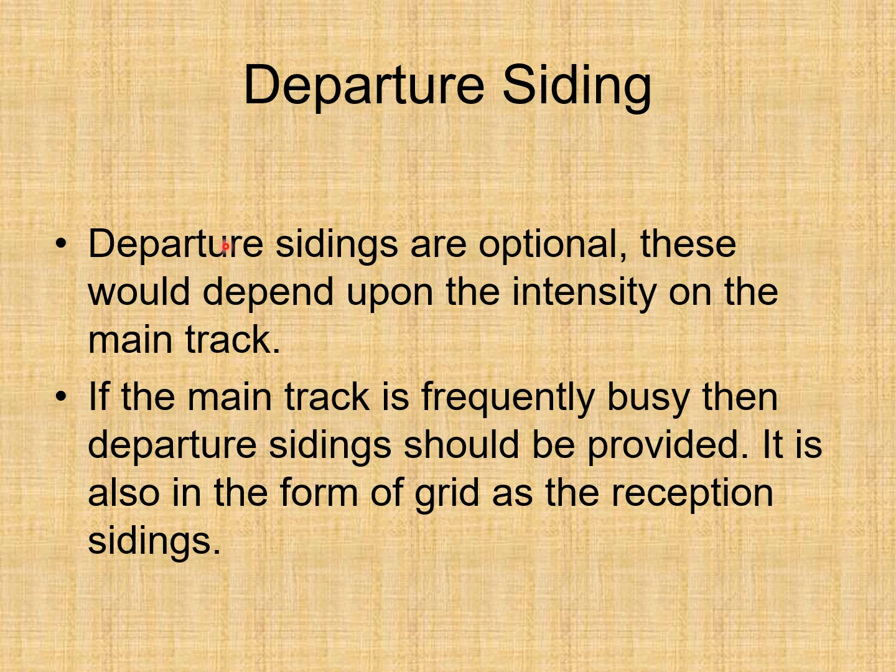And then departure siding. Keep this in mind that departure sidings are optional. In some cases, departure sidings are provided. In some cases, these sidings are not provided. These would depend upon the intensity on the main track. If the main track is frequently busy, then departure siding should be provided. It is also in the form of a grid as the reception siding.